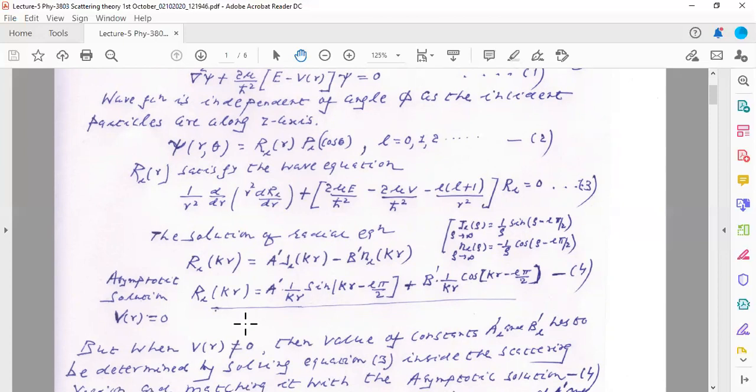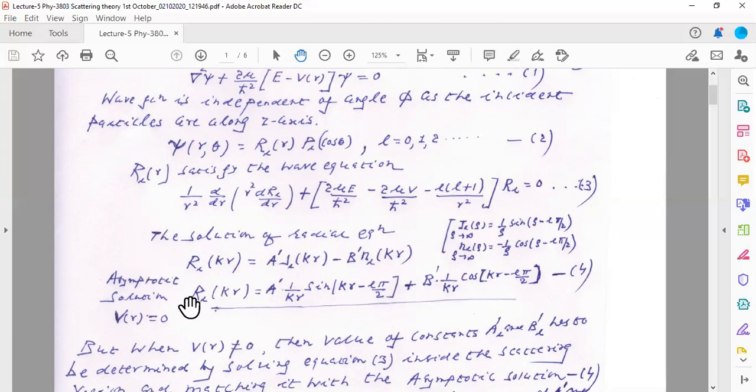When a particle is entering the range of the potential, the particle experiences a potential. When a particle experiences a potential, then a process of scattering takes place. So the phase of the radial part will be altered here. And here we want to write down the solution of the radial wave equation in presence of V of r.